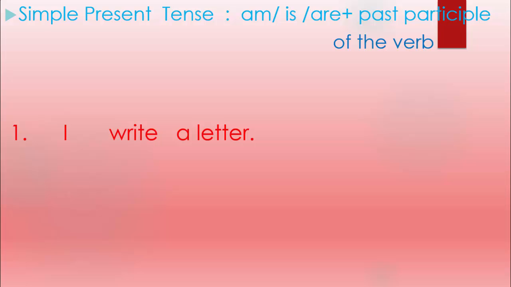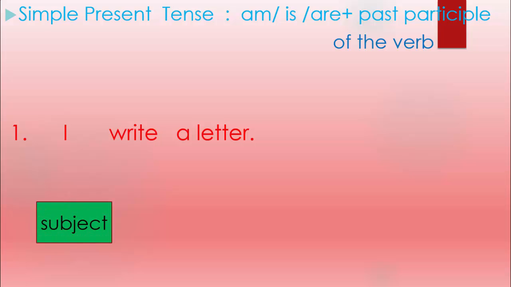The rules are that the subject becomes object. The second rule is that the object becomes subject, and the third rule is that change the verb according to the tense and the number of subject. So, which is the subject in this sentence?